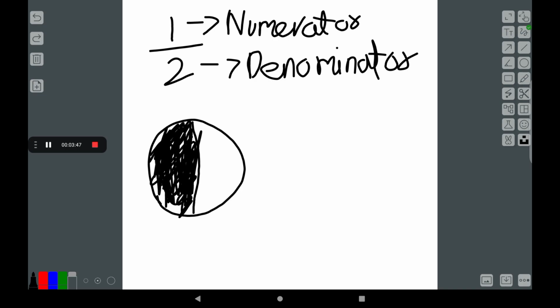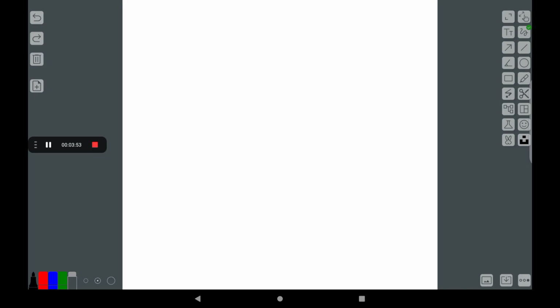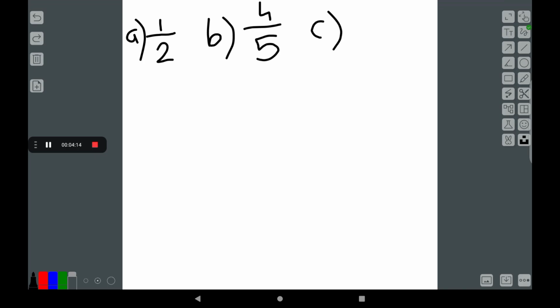Understood? Now I'm giving you some sums to solve. Find out which part is which, for example, as I have shown you below. I will give you some numbers. Find which part is the numerator and which is the denominator. Stop the video and solve.